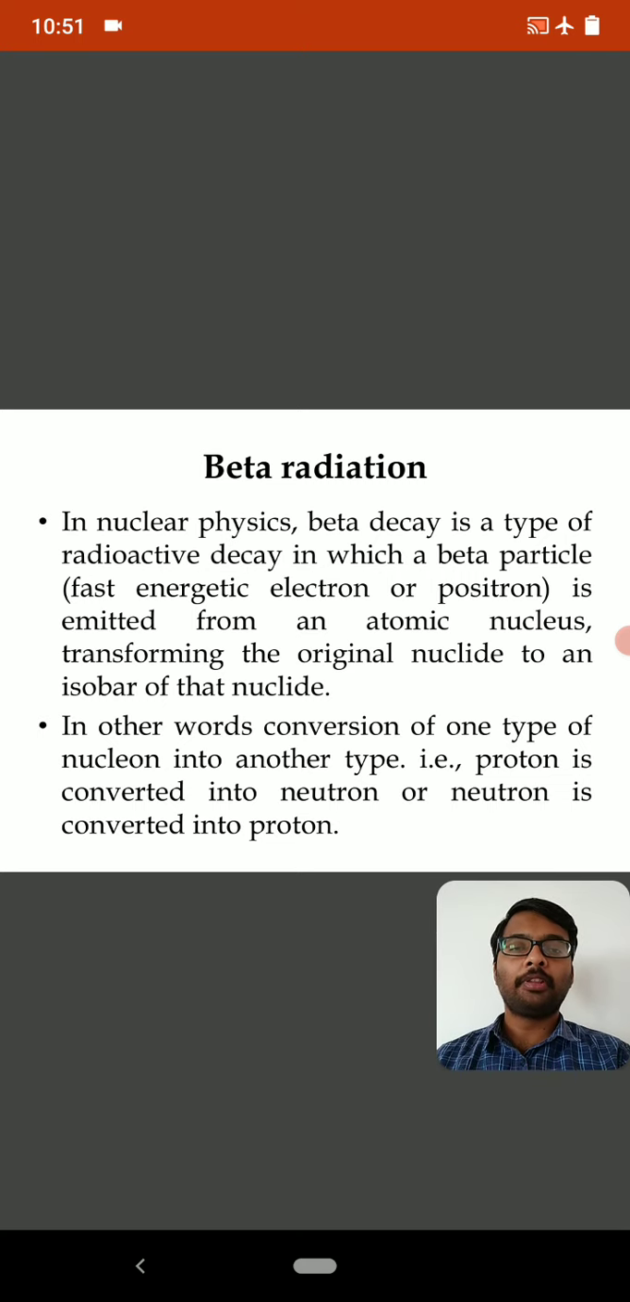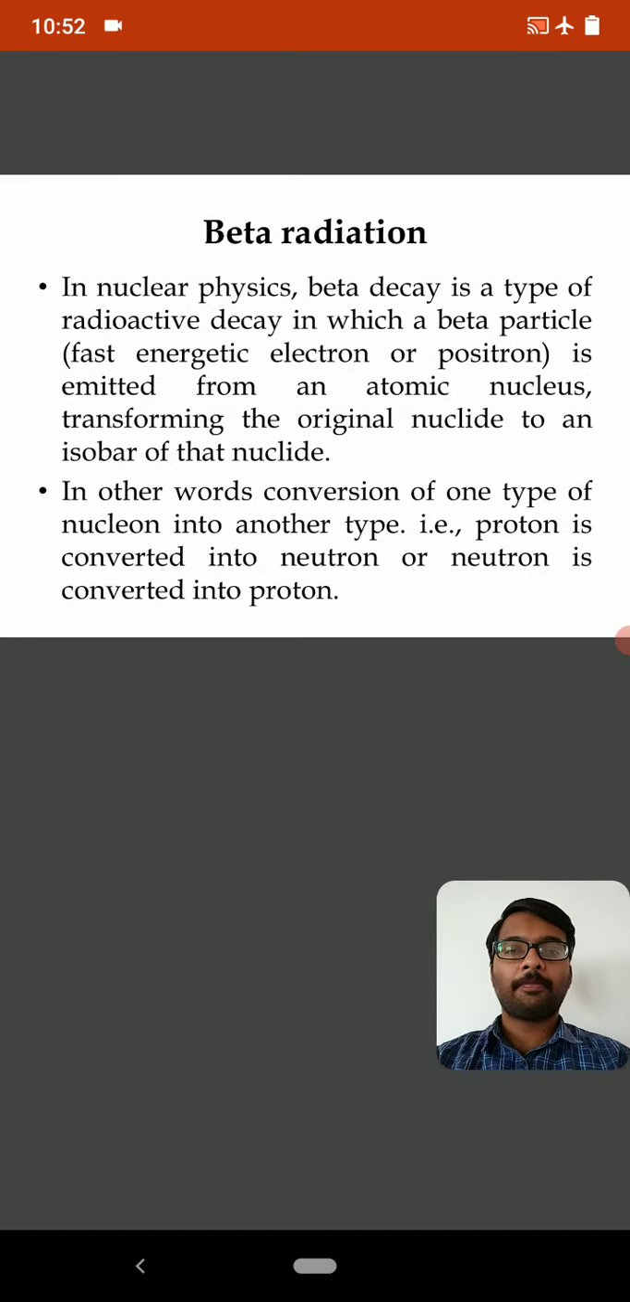We all know the protons and neutrons are called nucleons. So conversion of one type of nucleon into another type of nucleon is called beta decay. That conversion may be a proton converted into a neutron, or a neutron converted into a proton. So these are the two possibilities. In this beta decay, one nucleon is converted into another nucleon.